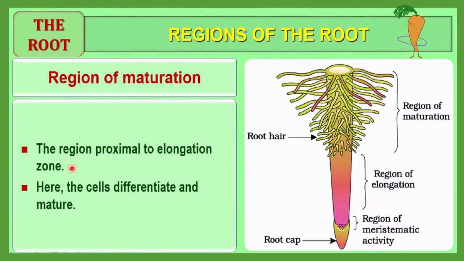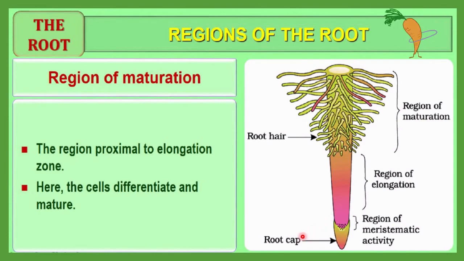Next region is the maturation region. Here a very unique and very important phenomenon will be observed, and that is cell differentiation. Work distribution will occur, and that is called the maturation process. The region proximal to the elongation zone, near the elongation zone, here cell differentiation will occur and it will mature, and as a result you will easily identify this portion. How can you easily identify it? Just by the presence of root hairs. If root hair is present, then you can get the idea this portion is a region of maturation. So this is a unique identity.